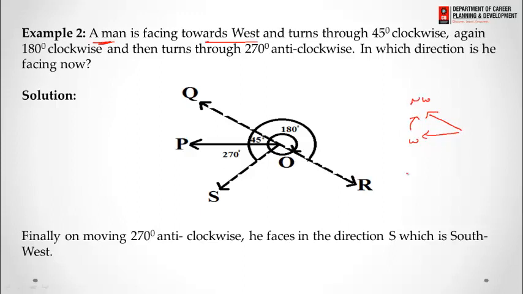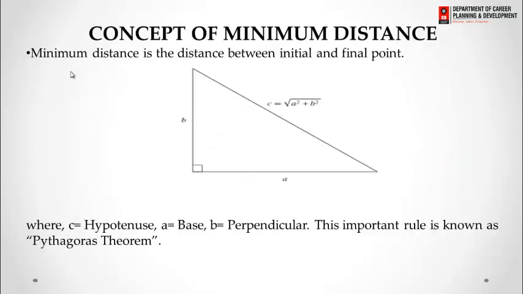Then he took a turn of 180 degree clockwise. 180 degree means now he faces the opposite direction, that is southeast. From there he took a 270 degree turn anti-clockwise. If he takes a 270 degree anti-clockwise turn, that means he is facing toward this direction, that is southwest. And as per this figure, the answer is that the person is facing toward the southwest direction. That is the answer for this question, because the question is asking in which direction he is facing at the end.